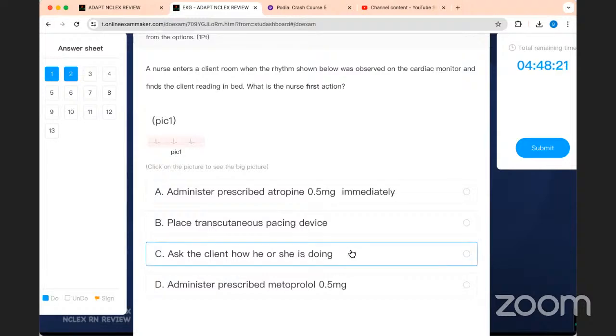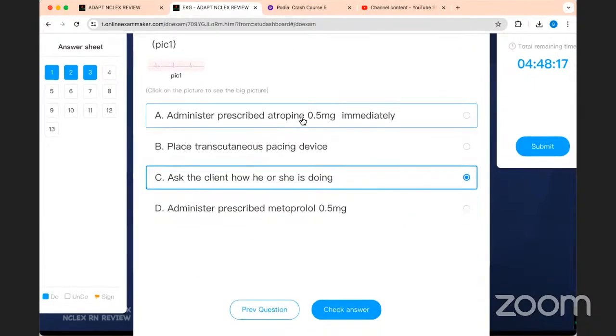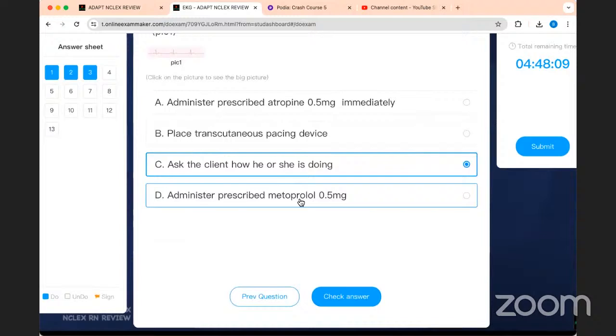So checking for symptoms is asking them how they're doing. You give them atropine if they are symptomatic. If atropine does not work, you give them a transcutaneous pacer. A beta blocker is going to make them more bradycardic. So that's the wrong answer.